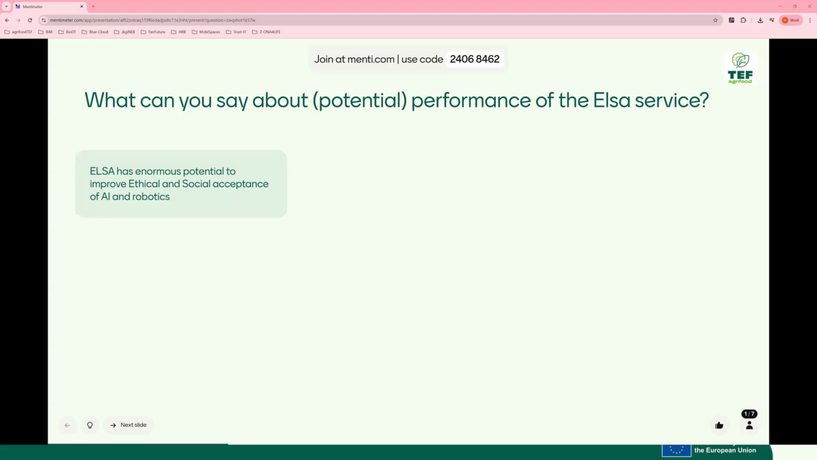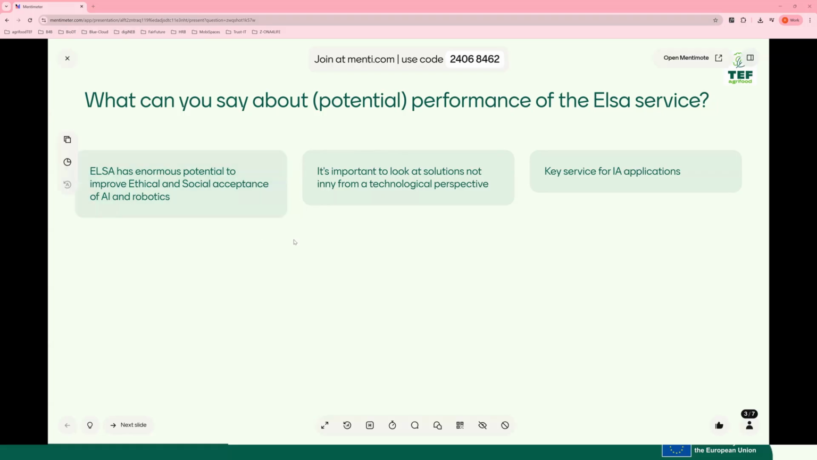Okay. So we have a first comment. Thank you. ELSA has enormous potential for the ethical and social acceptance of AI and robotics, which I believe is correct. Then Johnny, if you would like to comment on this, but from what we have heard today, this is right. Then it is also important to look at solutions not only from a technological perspective. We cannot hear you very well. Oh, sorry. Is it better? Yes, now it's better. Thanks.